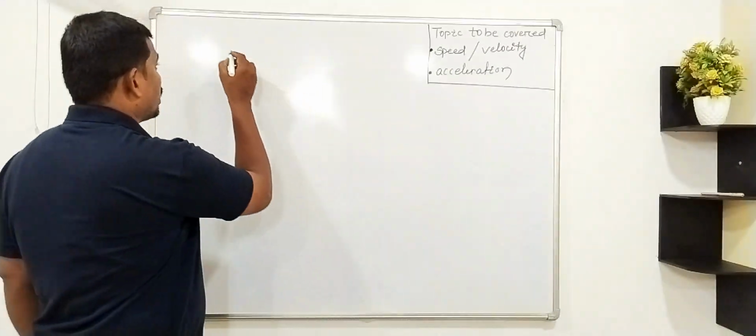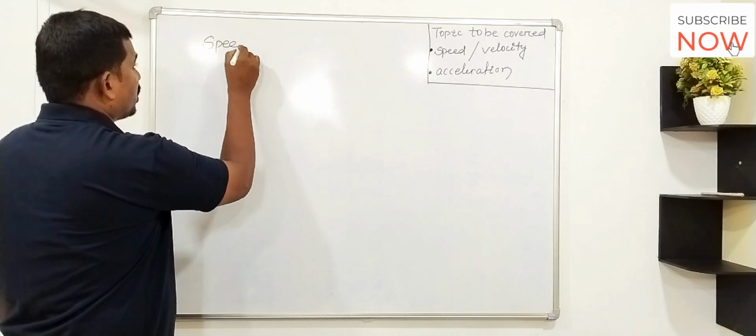Today's topic is the difference between speed and velocity, and the second topic is acceleration. First, speed and velocity. What is the main difference between speed and velocity?